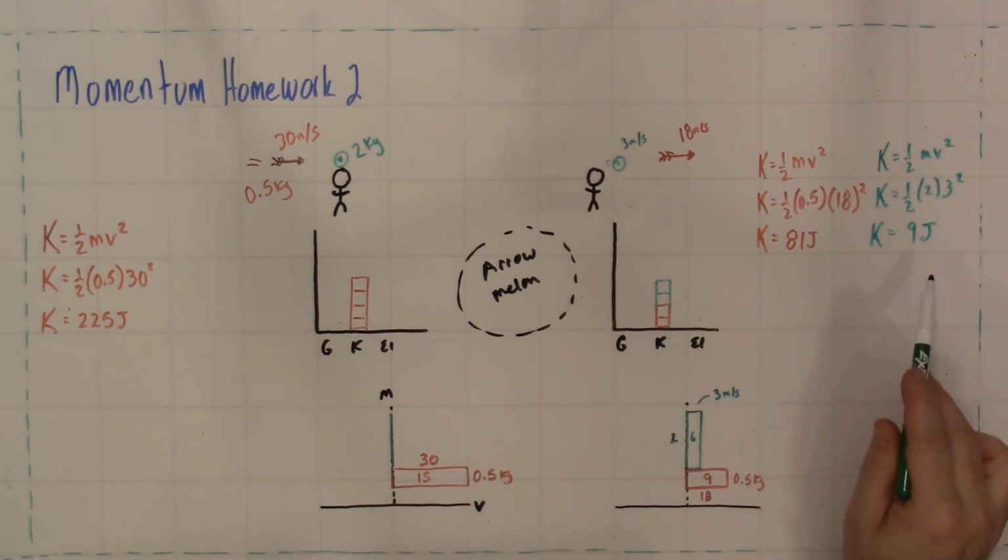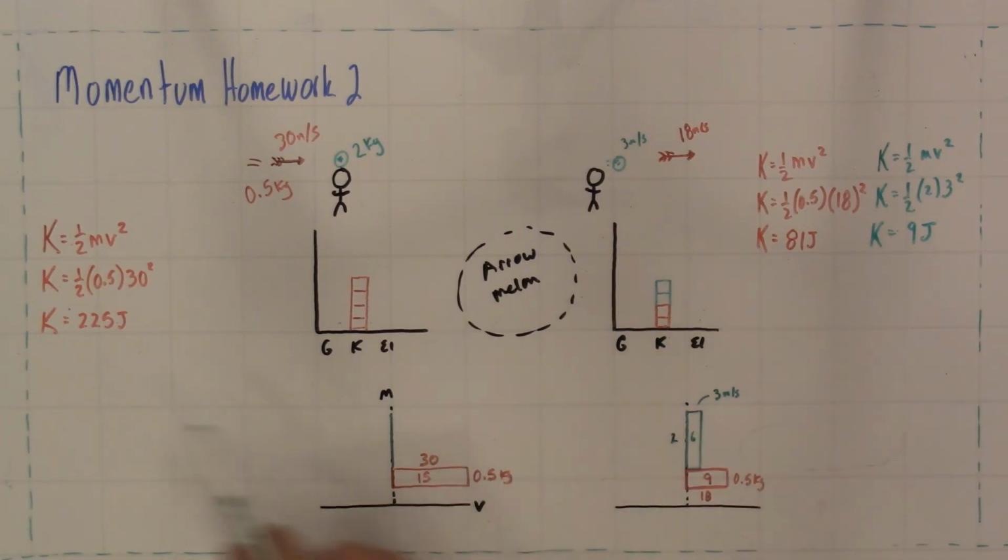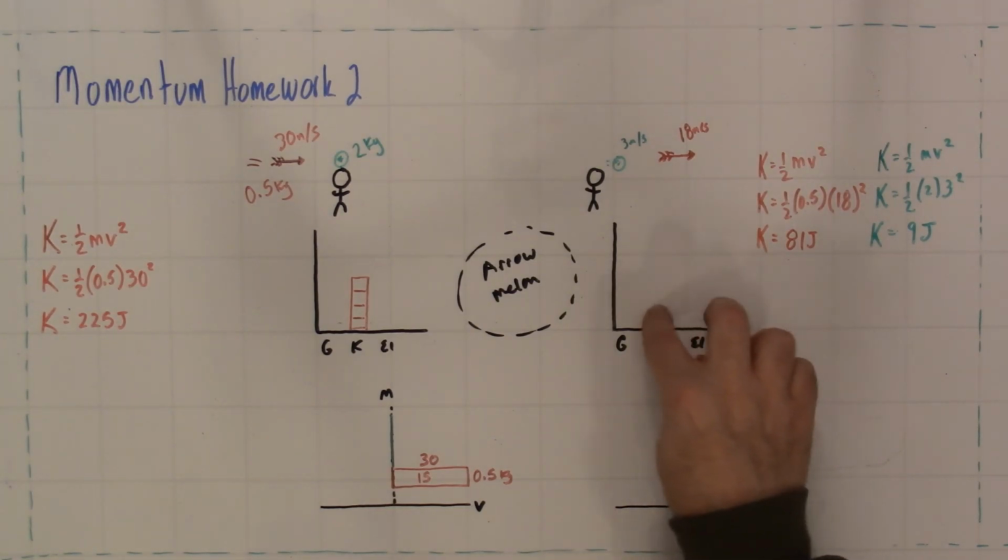So the total energy here is only 90. The total energy here was 225. And so we have a large loss. I don't think there's a great ratio there. So instead of being specific with our representation, we're going to represent it a couple different ways. So let's come over here.